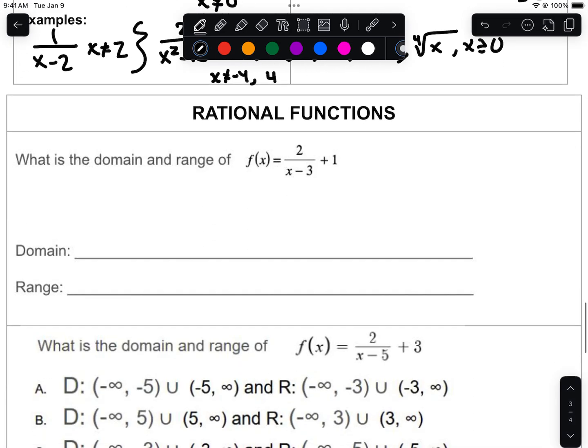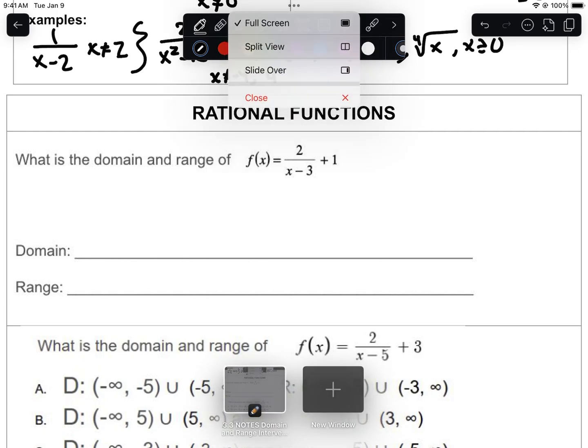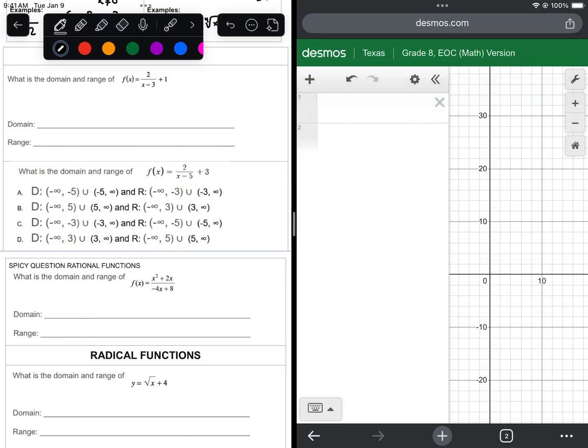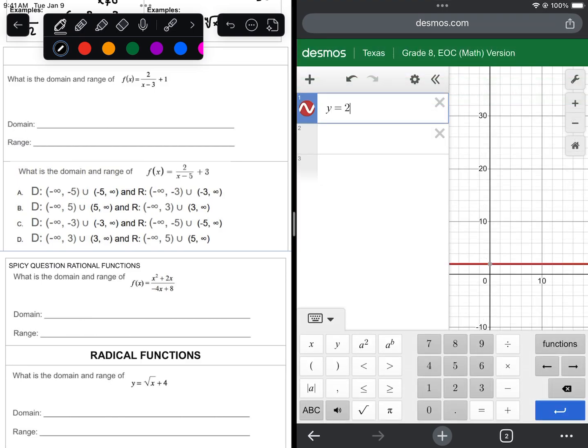All right, let's go over rational functions. Here, what is the domain and range of 2 over x minus 3, plus 1? What I'm going to do is head to Desmos. So y equals 2 divided by x minus 3, plus 1.